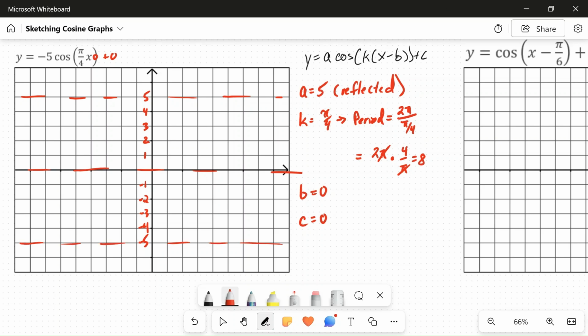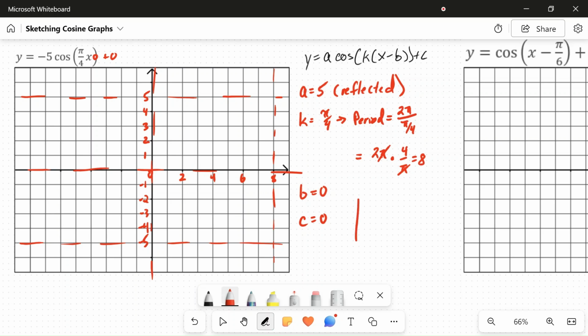There is no horizontal shift, so the phase shift is 0. So the y-axis, x equals 0 here, is the start of the graph, and the period has a length of 8. So 0, 1, 2, 3, 4, 5, 6, 7, 8. So there's 8. That's going to be the right edge of the graph. Okay, so we now see this big rectangle. We know the midline is the x-axis. Okay, so we're ready to go ahead and draw our cosine graph.